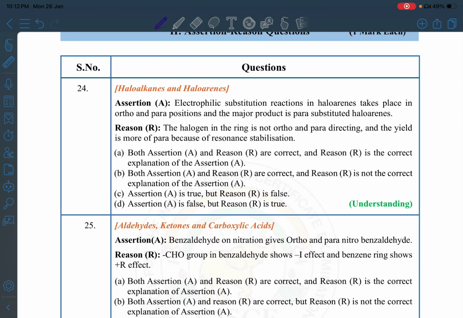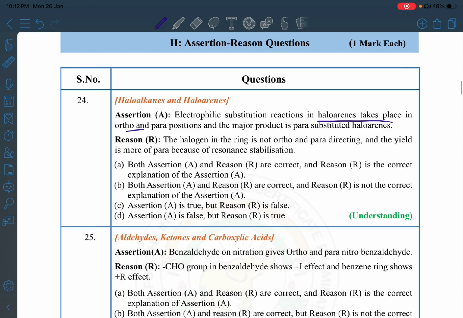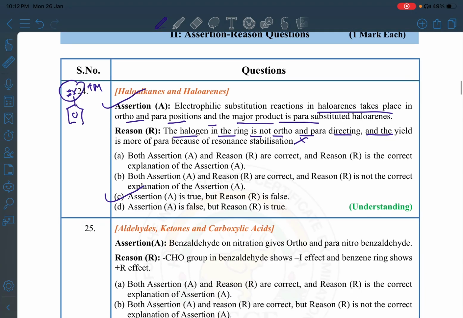The first question: electrophilic substitution reaction in haloarenes takes place at ortho and para positions, and the major product is para substituted. The halogen acts as a plus M group, and the plus M group activates the ortho and para positions, which is the correct statement. So A is correct. Now, the reason says the halogen in the ring is not ortho para directing. No, it is ortho para directing, so the second statement is false. So A is true and R is false. Option number C is correct for this question.